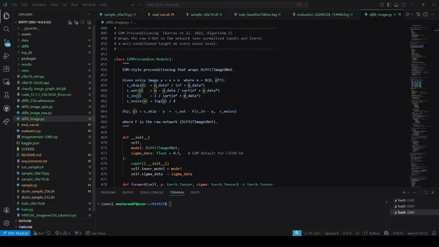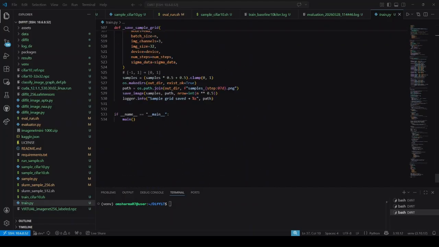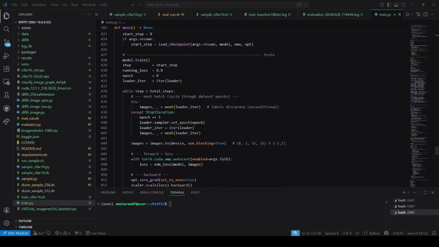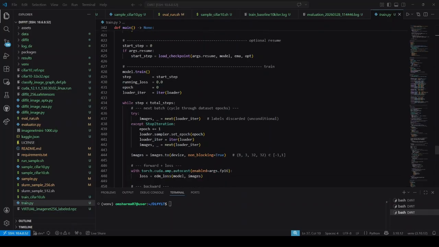So to reproduce the result on the CIFAR10, there was no pre-trained model, so we implemented a train.py, which basically uses the information from the paper. The training loop is pretty standard. We use the Adam with learning rate 10 to the minus 3 and batch size of 512 matching the paper, and we also maintain an exponential moving average of the model weights with decay of 0.999.